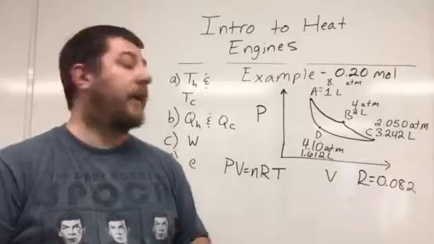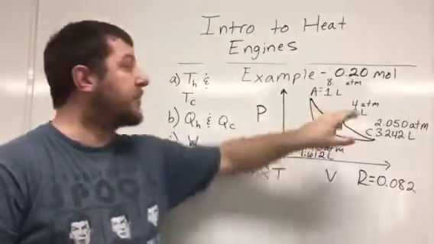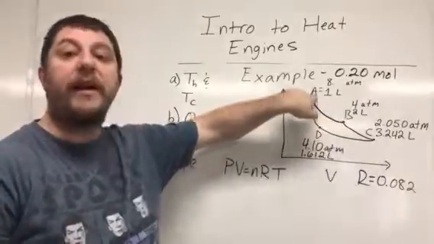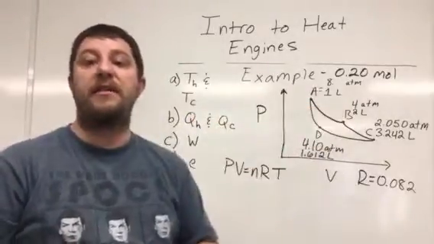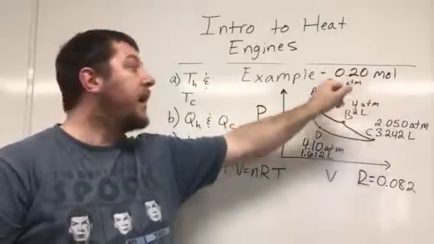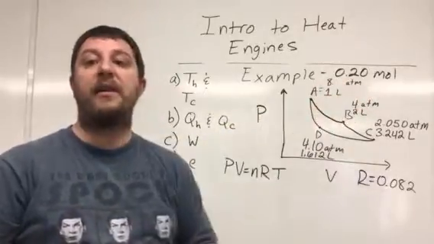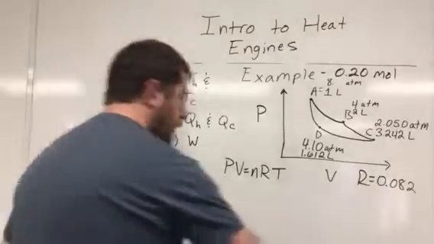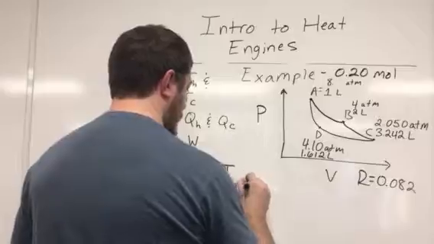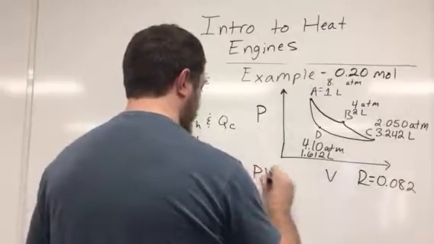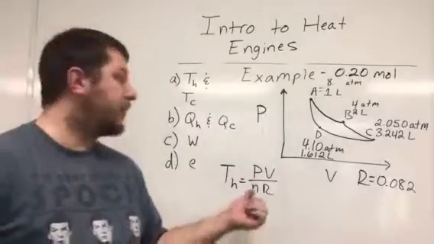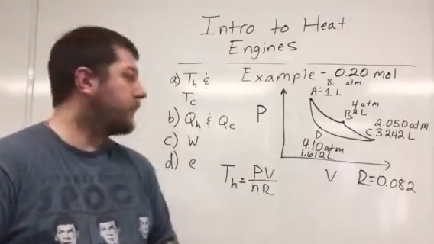But we can now calculate what T hot is, because remember that this is isothermal, so between A and B, this is going to be the same temperature. So at points A and B, this is going to have the same temperature, and this is when the engine is in contact with the hot reservoir. So we can calculate our hot temperature as PV over nR.